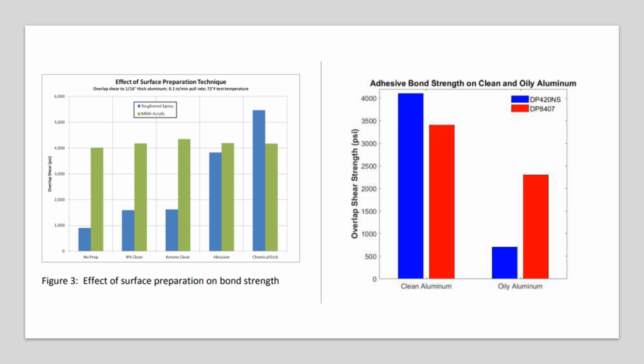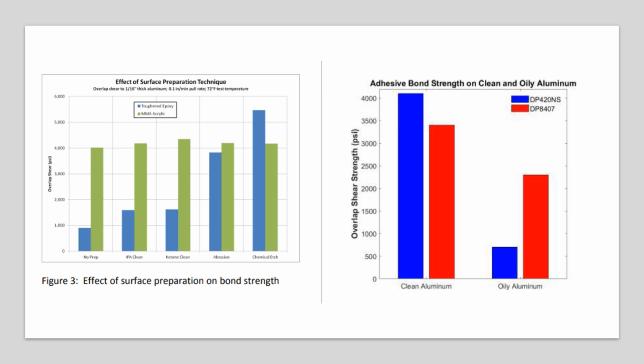So if you really need something with a lot of strength, an epoxy is great, but just know that there are some nuances with surface prep to reach that strength. Whereas with an MMA acrylic adhesive or a low odor acrylic adhesive, you're around the same kind of strength, or in the same realm, with no surface prep all the way up to chemical etching.